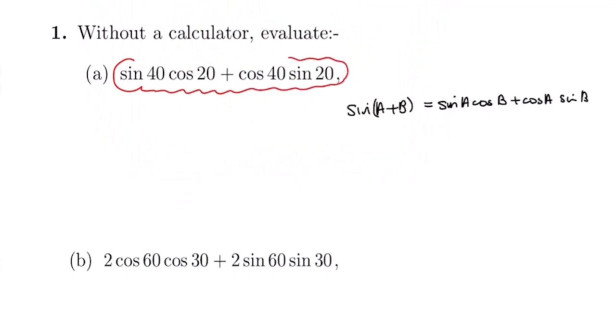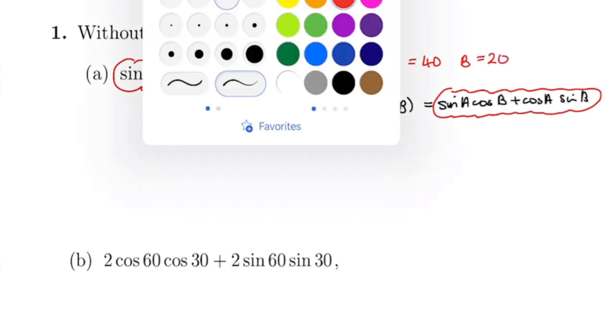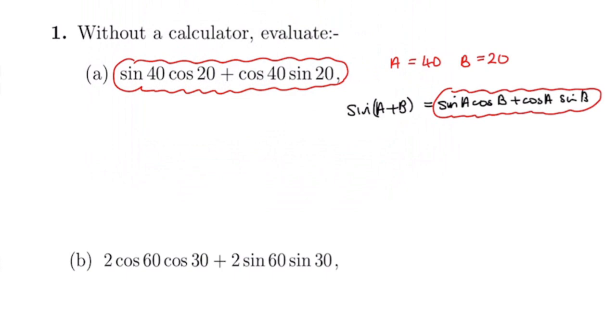And if you compare what we've got here with what's on the right hand side of the addition form, you can see that they match up, where A is 40 and B is 20. So therefore, if I put those into my left hand side, this is the same as the sine of 40 plus 20, which of course is the sine of 60. Now, using your special triangles, you should know that the sine of 60 is root 3 over 2.